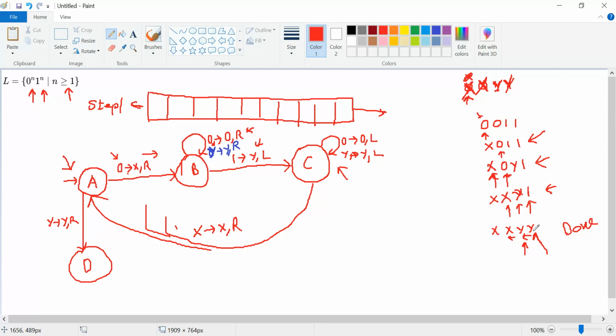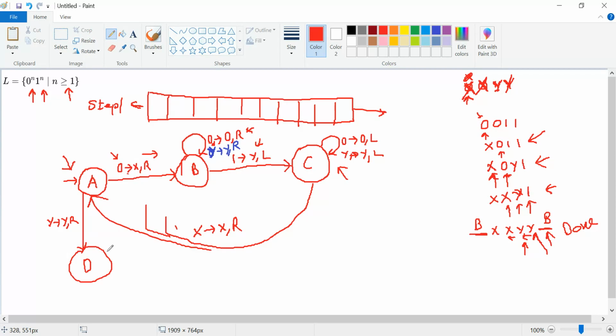So we keep moving right until we see a blank, because on either side of the tape we'll have blank, right? So here you'll have a blank, here you'll have a blank. So we'll keep moving right. So if you see a blank, then we can accept this string, right?